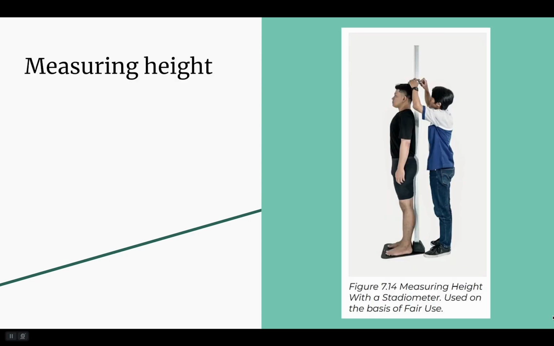There is a skills checklist later in this module that outlines the process for measuring height for ambulatory residents with a stadiometer. See the image of a person being measured with a stadiometer.